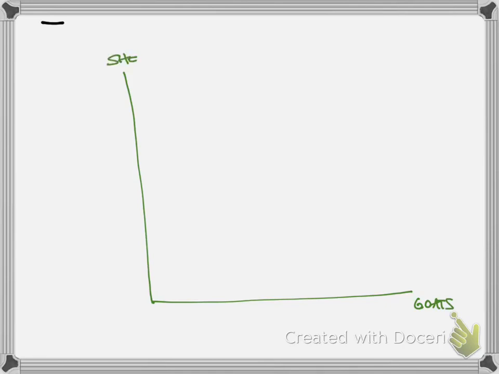Now we can draw out the PPF for the other country, for Ireland. So again, I'm going to put goats here on the x-axis, and sheep on the y-axis. Identify that this is Ireland. So if Ireland were to put all their resources into producing sheep, each acre can produce 20 sheep. They have 4,000 acres, and so they could produce 80,000 sheep.